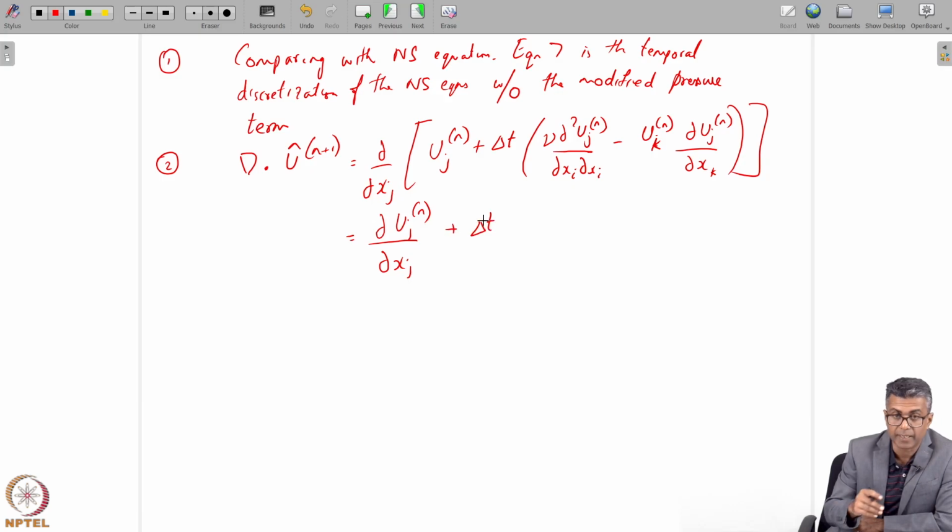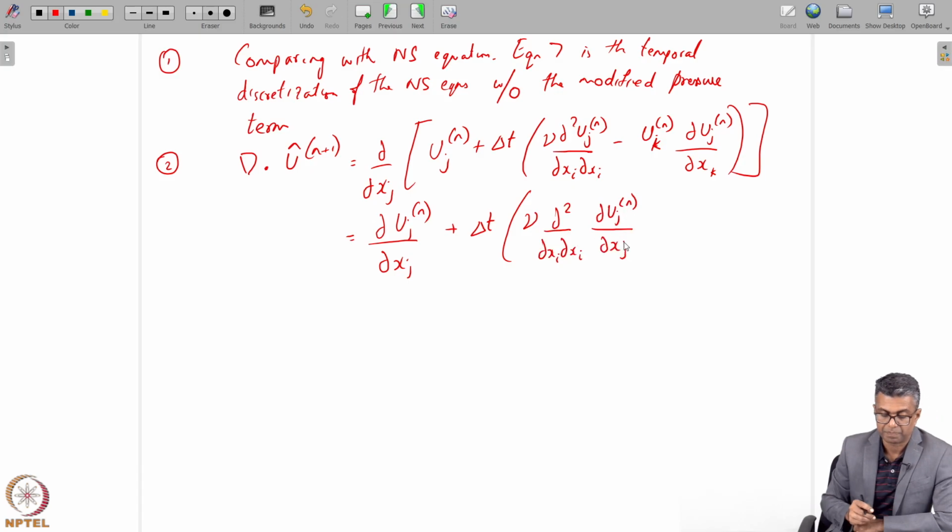The different derivatives can be commuted, so then what I'll have is delta t times nu, I'll have del squared del xi, and I'll take the del xj inside, so then I'll have del uj n, of course, del xj, isn't it? Minus delta t multiplied by this whole thing. I can put a bracket here, and then this inertia term, here is what I do.